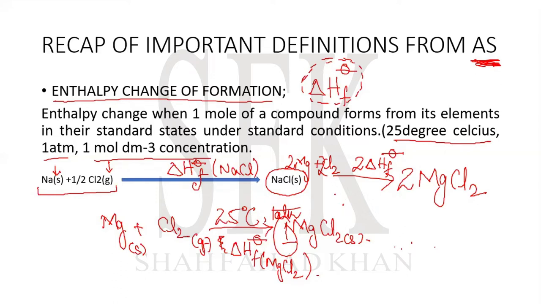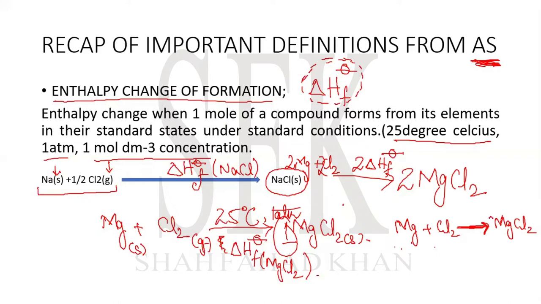All right, I'll repeat the last part. Basically, over here, I just told you that if we've got magnesium reacting with chlorine, forming magnesium chloride, okay? And the enthalpy change of this reaction is going to be the enthalpy change of formation of magnesium chloride, okay? This is what you already know.